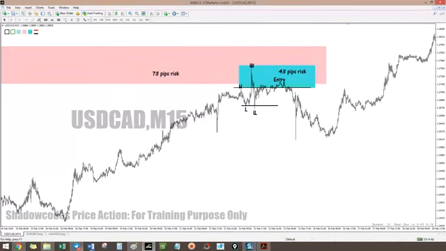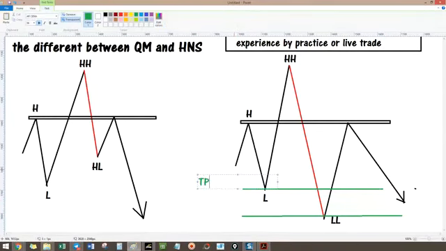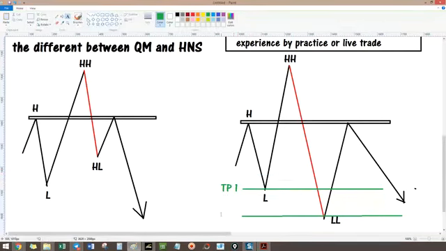Okay, so how to take profit? For QM, this will be take profit 1, green. And this will be take profit 2. TP1 and TP2.